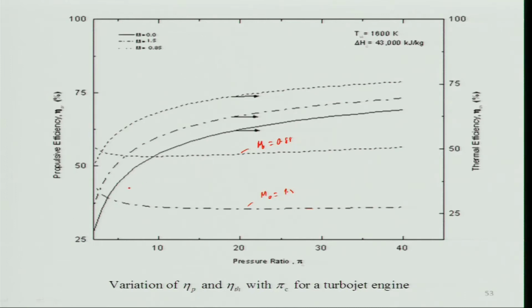And thermal efficiency goes on increasing from the lower pressure ratio to the higher pressure ratio. You will get a lower thermal efficiency in the case of 0 flight Mach number, and when you increase to 0.85, you will get a higher thermal efficiency, and when it is 1.5, this one, then it decreases because of the energy utilization point of view.